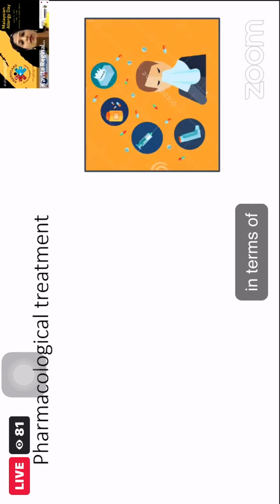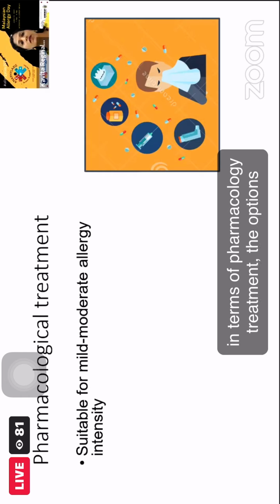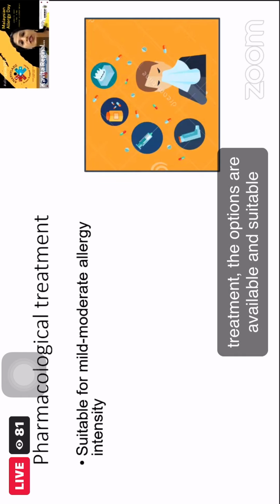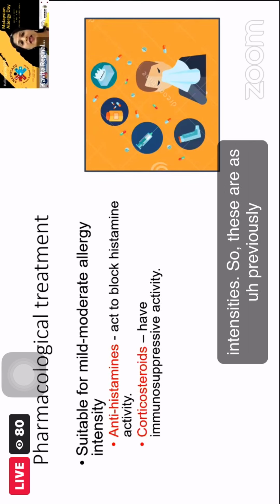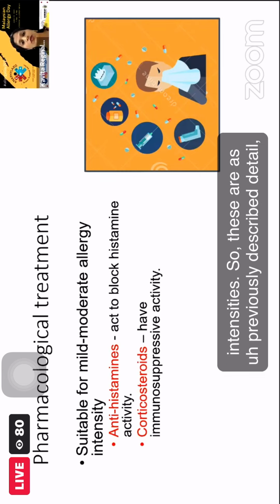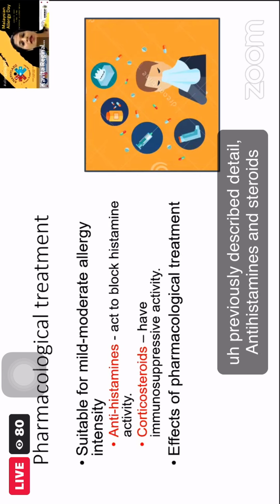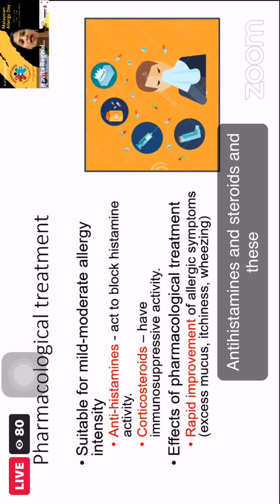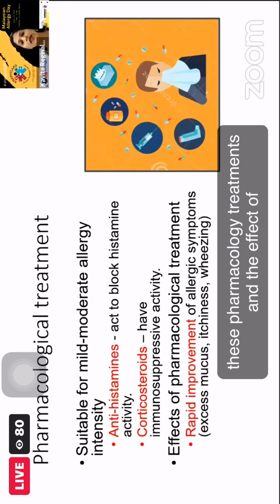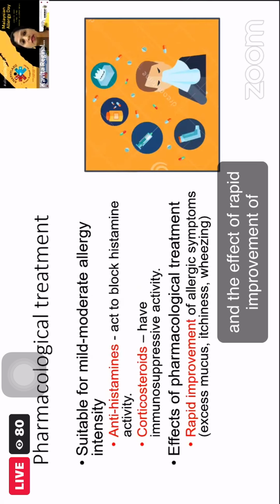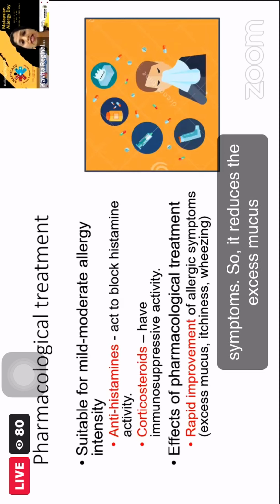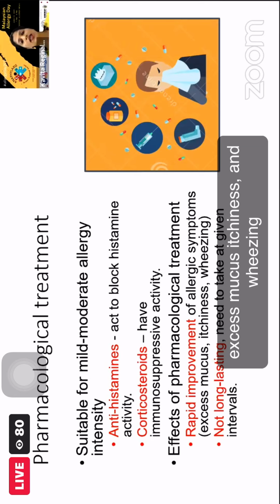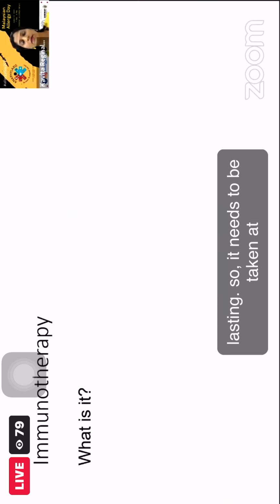In terms of pharmacological treatment, the options are available and suitable for mild to moderate allergy intensities. So these are, as previously described in detail, antihistamines and corticosteroids. And these pharmacological treatments have the effect of rapid improvement of allergic symptoms. So it reduces the excess mucus, itchiness, and wheezing, but it's not long lasting. So it needs to be taken at regular intervals.